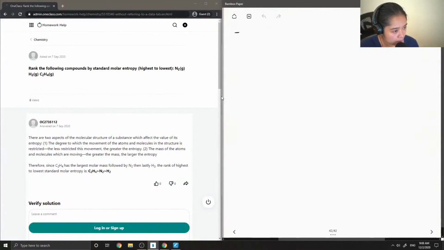Okay, so question five says to rank the following compounds by standard molar entropy from highest to lowest. Okay, so first let's define what entropy means.